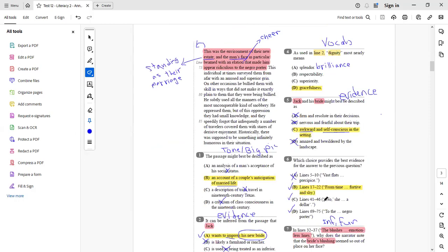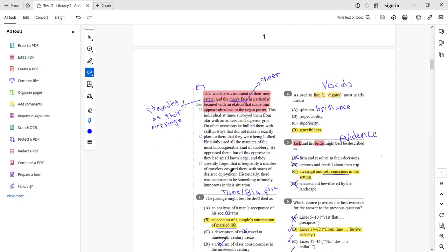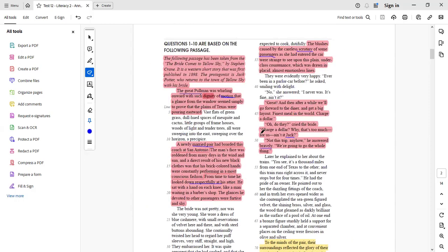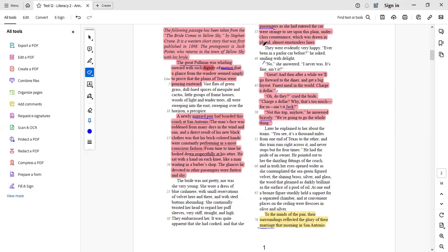From 41 till 46, from no till dollar. He said no, she answered. Again I have she, and I don't know who she is, although I know it's the bride, but I'm going to take it from before. Here he said, ever been in a parlor car before? They hadn't ridden in a parlor car before. He asked, smiling with delight. Again, I don't know who he is. All this gives us a clue. Take a line before. They were evidently very happy. Again, I don't know who they are.